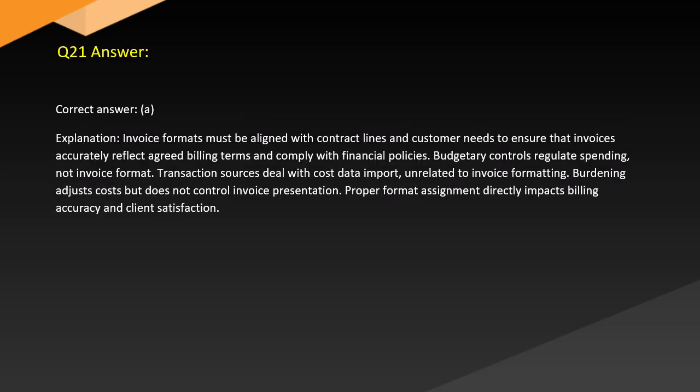Answer. Correct answer: A. Explanation. Invoice formats must be aligned with contract lines and customer needs to ensure that invoices accurately reflect agreed billing terms and comply with financial policies. Budgetary controls regulate spending, not invoice format. Transaction sources deal with cost data import unrelated to invoice formatting. Burdening adjusts costs but does not control invoice presentation. Proper format assignment directly impacts billing accuracy and client satisfaction.